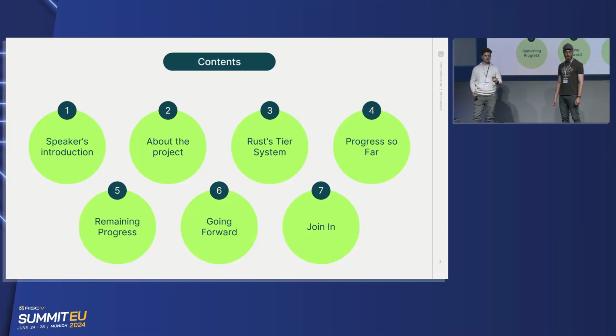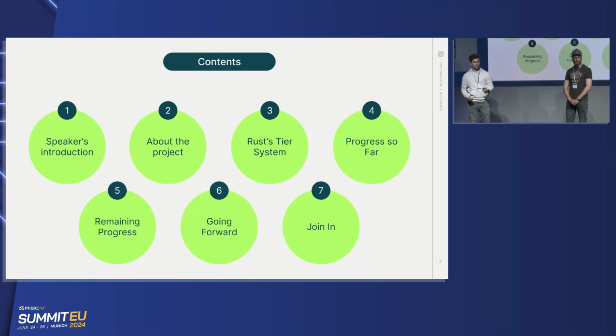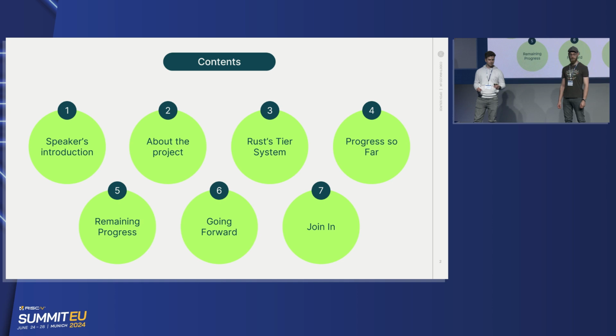So we're going to start by talking about the project itself, why it's important, why it's exciting, why we're doing it. We'll go on to talk about what Tier 1 actually means in the context of Rust, the progress we've made so far on the project, the work that still needs to be done, what comes next, both in terms of the project and beyond, and how you can join in as well.